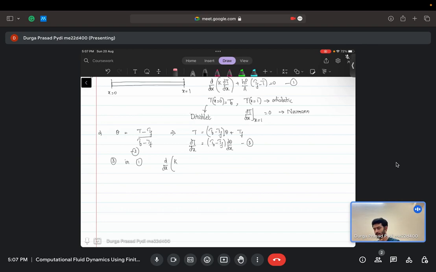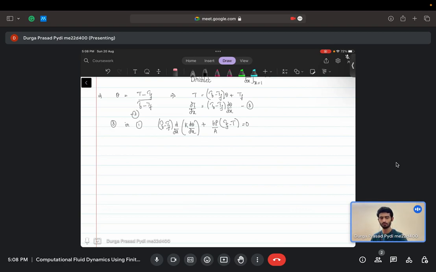Both are essentially a constant that is independent of x, so you can just take that out: T naught minus Tf into d theta dx, plus you have hP by A times Tf minus T equals 0. Since k, the thermal conductivity, is also constant, I can just take it out.